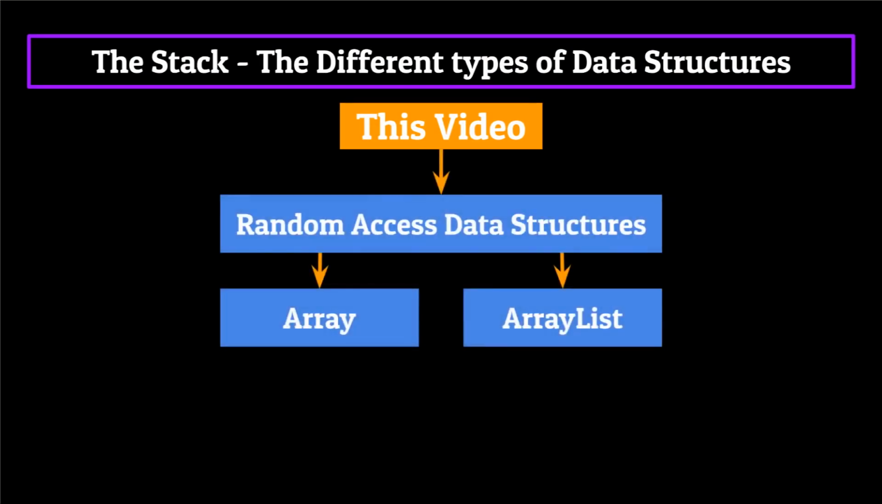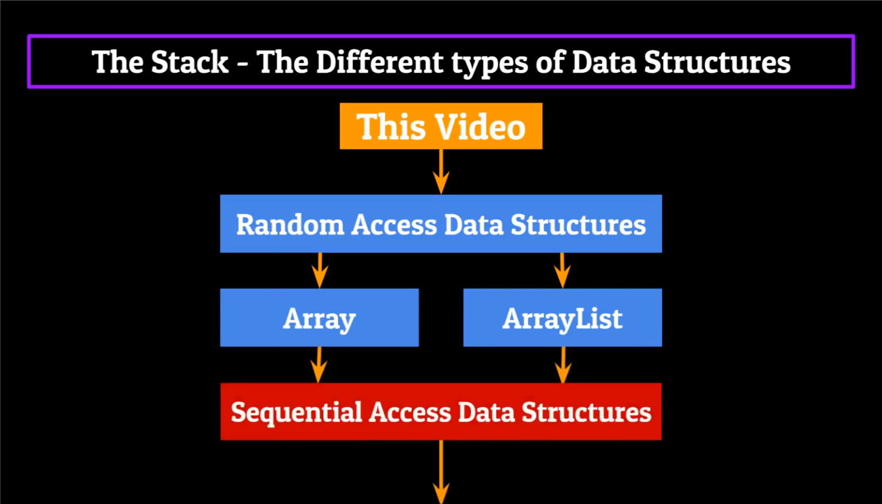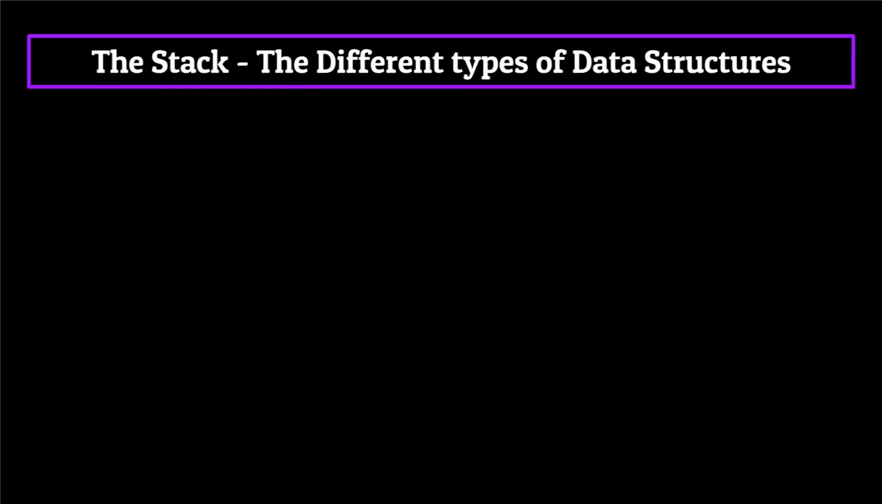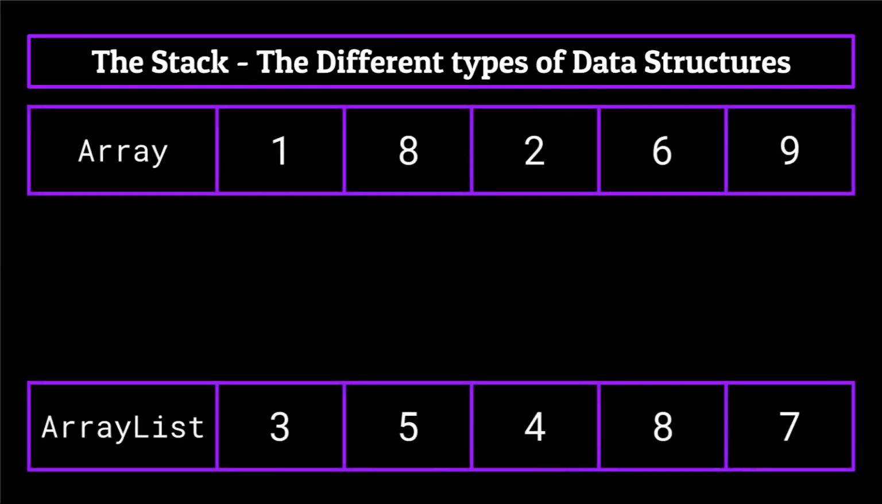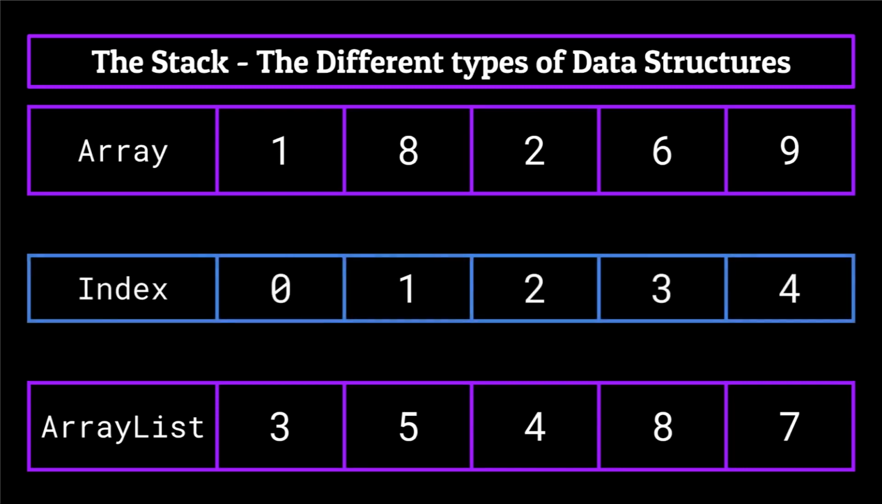Arrays and array lists, and diving into sequential access data structures. What's the difference? Well, if you remember back to our discussion on arrays and array lists, we were able to access any element within the data structure by calling upon its index location. This would then result in the computer instantaneously returning the value at that location.